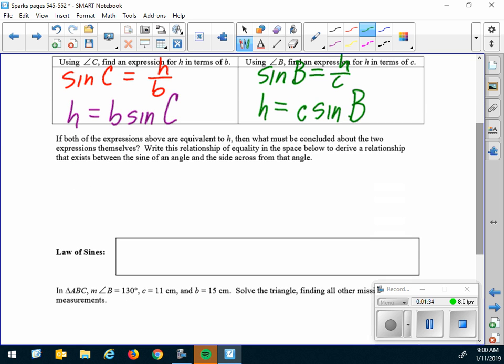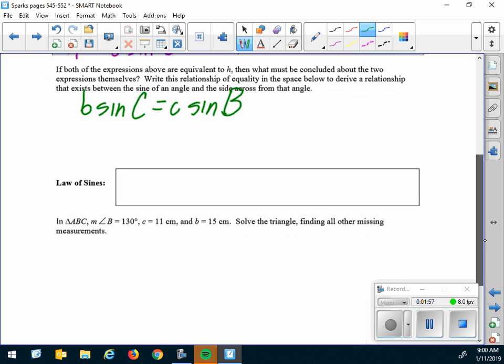Oh my goodness. If H is equal to this and H is equal to this, I can set them equal to each other. So I'm going to write B sine C equals C sine B. All right. I am going to divide both sides of that equation by little b times little c. I want you to do this. That's a legal mathematical maneuver.